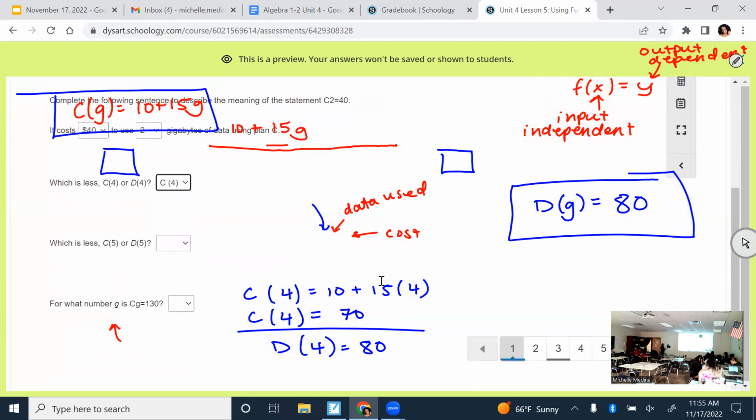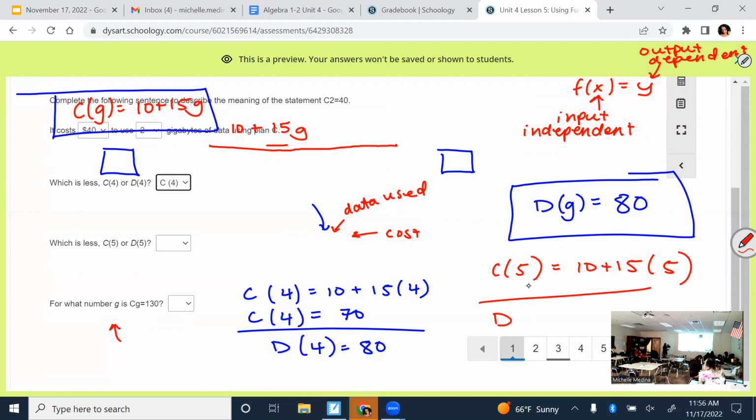Going on. Which is less? C of 5 or D of 5? So now what does it want us to do? Replace the G with a 5. So now do the same thing. You could rewrite it, and I'll rewrite it that way. C of 5 equals 10 plus 15 times 5. So that's the rule for company C.